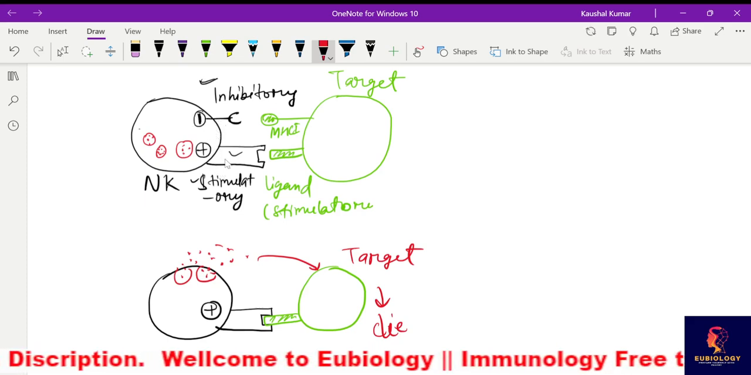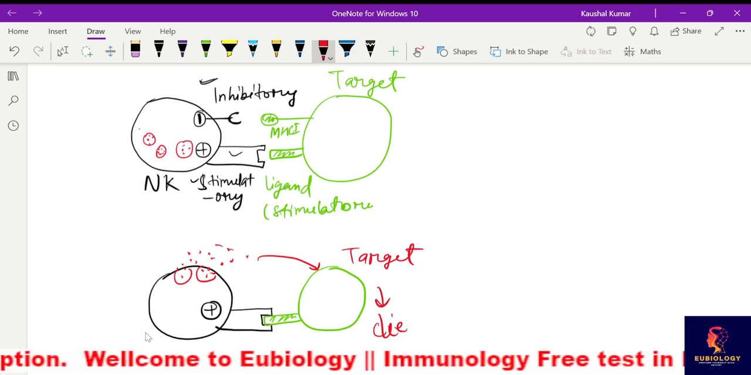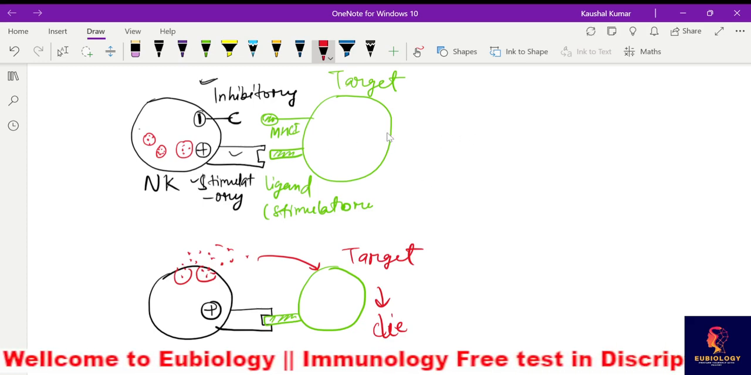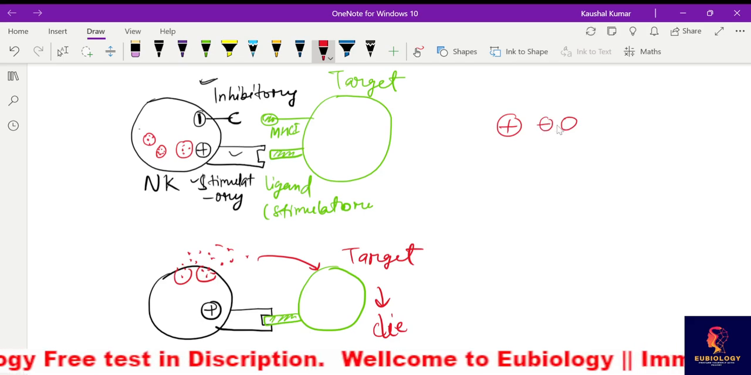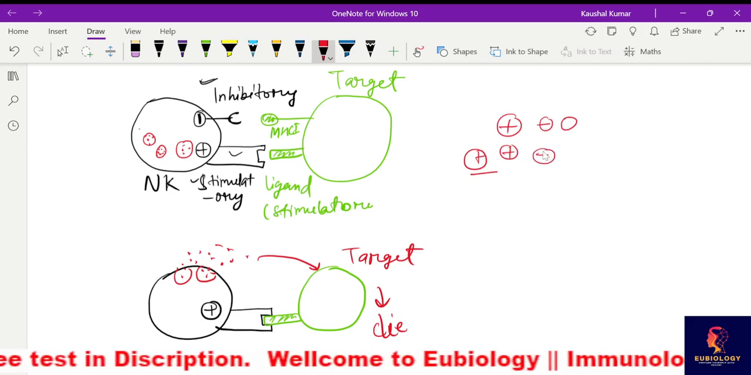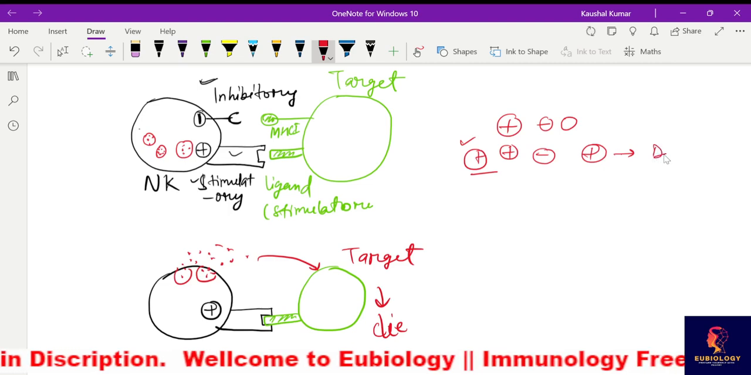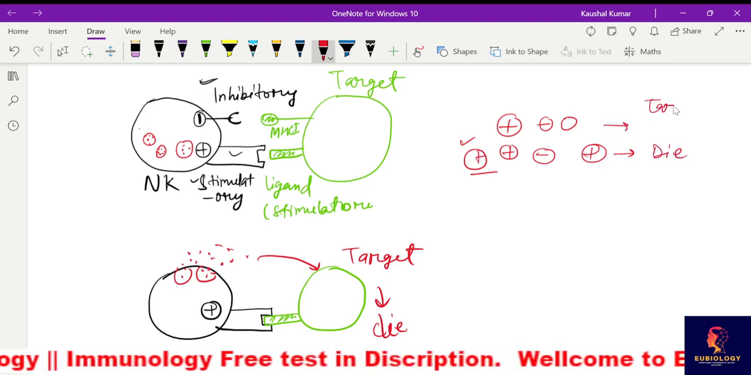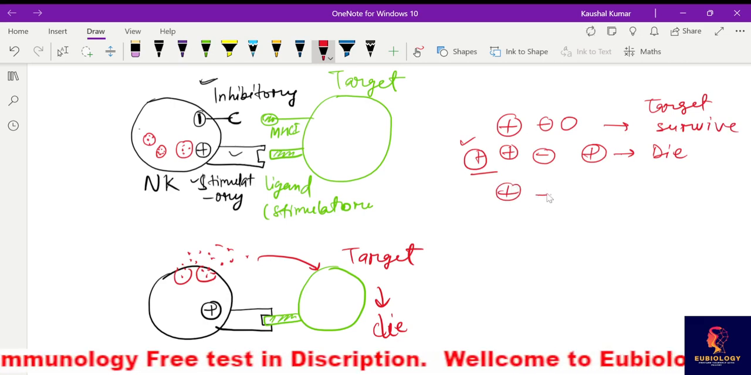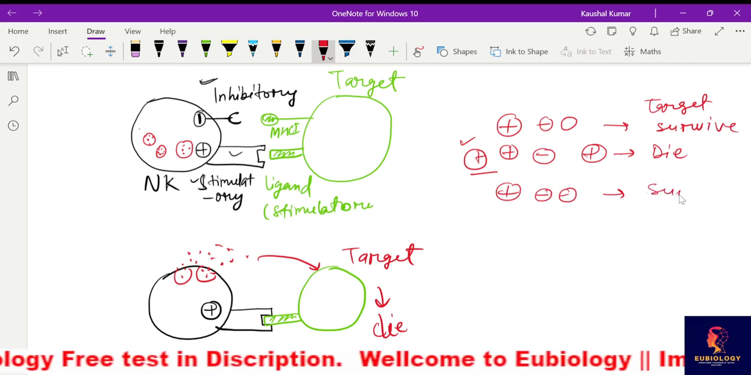The important thing is that if the inhibitory and the stimulatory are equal, then it is okay. One negative, one positive is plus minus zero. If there are two stimulatory receptors and one inhibitory, more positive charge will come, so the target cell will die. In the balanced case, the target cell will survive. And if two inhibitory receptors are there, then also it can survive.